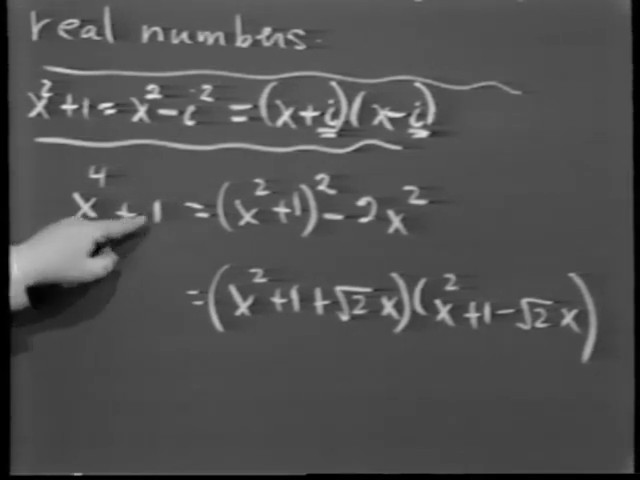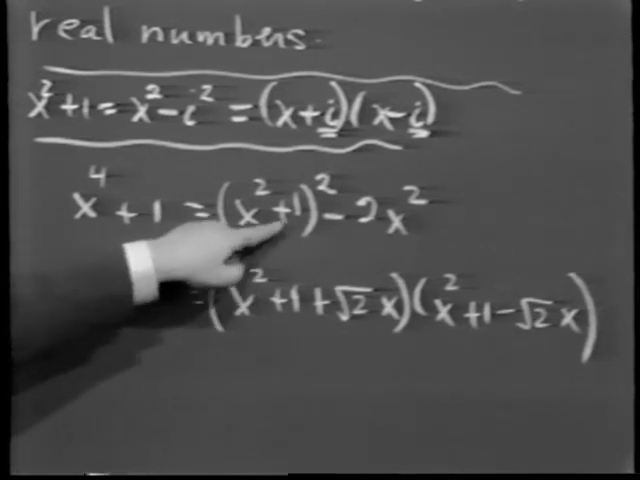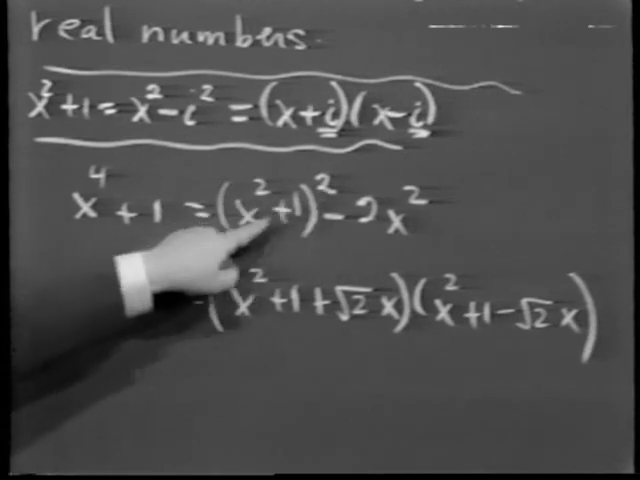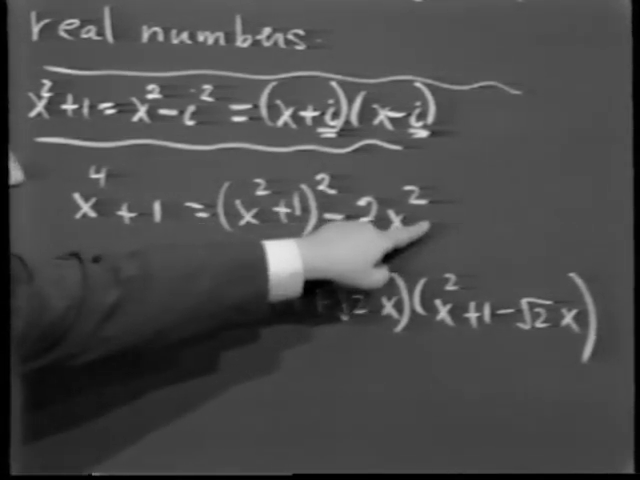For example, with x to the 4th plus 1, we can write this in the disguised form x squared plus 1 squared. So that's what? X to the 4th plus 1. But there's a middle term here of 2x squared, so I subtract off the 2x squared.